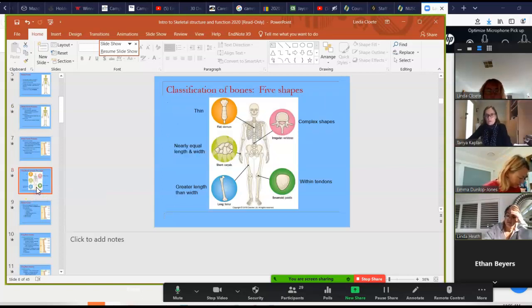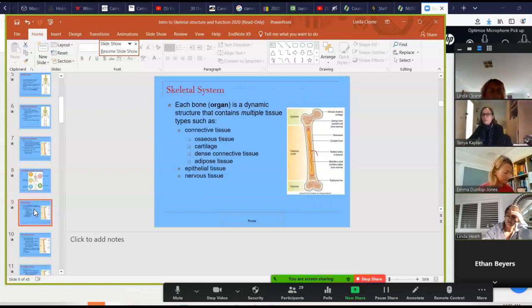The bone shapes, don't worry about, that was all in the other exam. But you need to understand how each bone is an organ, and this is for muscle too, we'll do it when we get to muscle. So in fact bone is composed of a number of different tissues, just like muscle is composed of a number of different tissues. So you need to know what those tissues are, how they function, and where they're situated.